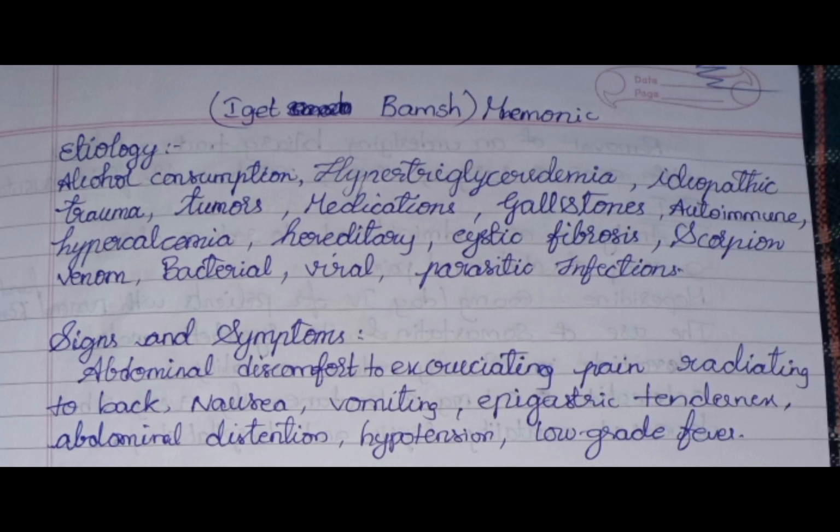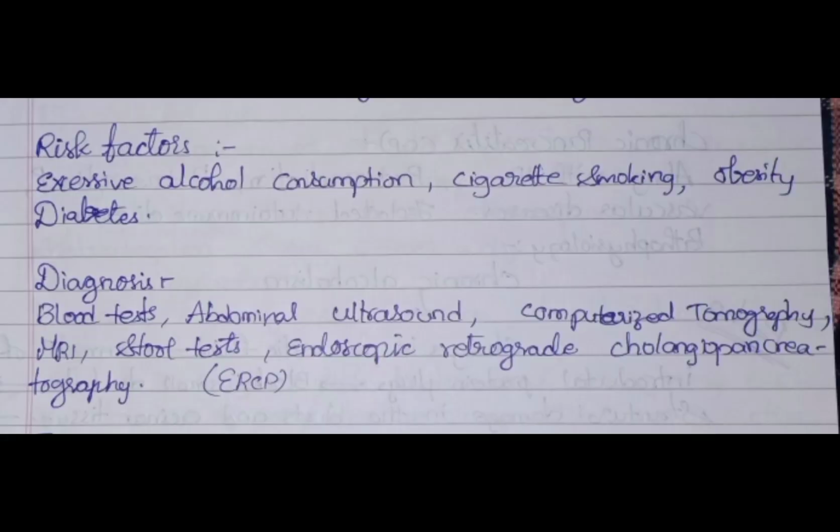The general signs are abdominal discomfort, that is excruciating pain radiating to the back, nausea, vomiting, epigastric tenderness, hypotension, and low grade fever. Next, coming to risk factors, those at higher risk of pancreatitis are people who consume alcohol in excess quantities, who smoke cigarettes, people who are obese, and people who have diabetes.